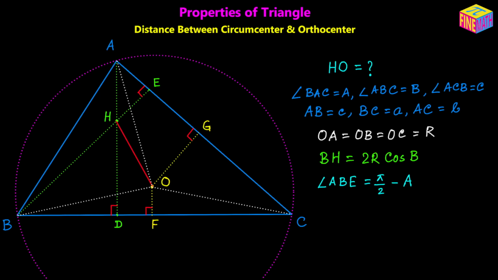So then angle ABE will be 90 degrees minus A, and that's exactly what I have noted here. It's pi over 2 minus A. That's the angle ABE. And next, let's look at the angle BOC. Now what is angle BOC?